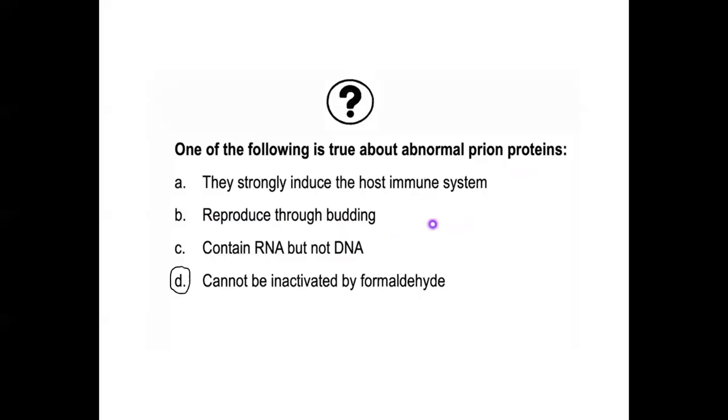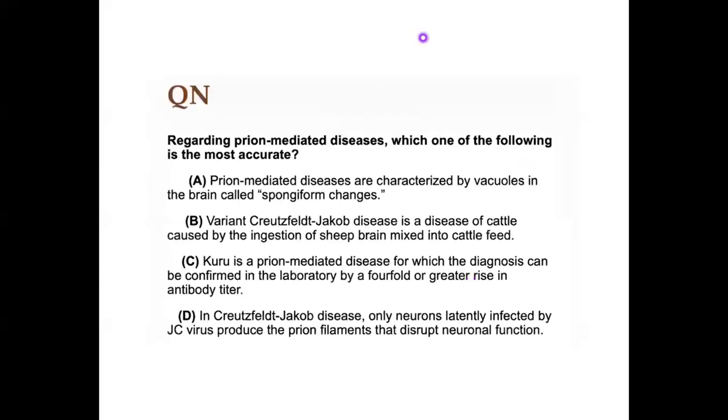Reproduce through budding. They don't reproduce through budding. We didn't mention budding anywhere. We said they propagate by inducing normal proteins to misfold into abnormal prions. Contain RNA and DNA. This was one of the first things we mentioned when we started. They do not contain any RNA or DNA, any nucleic material. And then cannot be inactivated by formaldehyde, as we said. So we have to use autoclave and sodium hypochlorite for 1 hour. Good. This one.